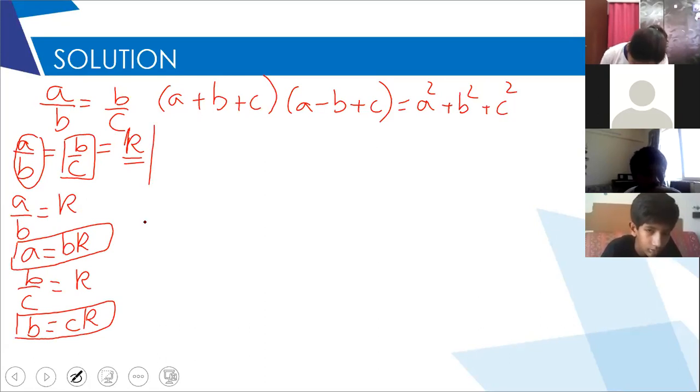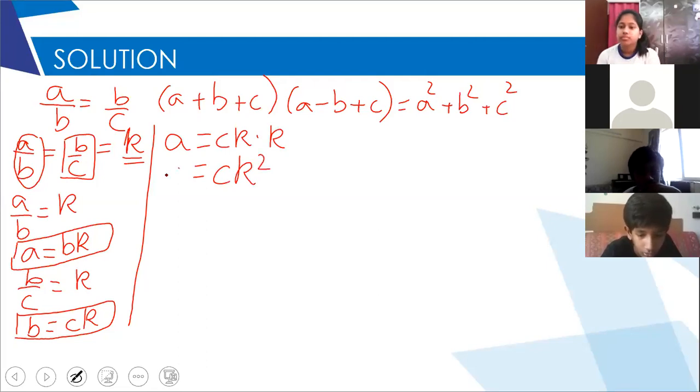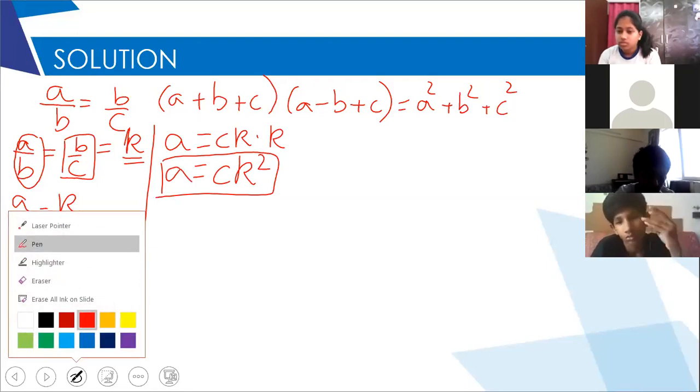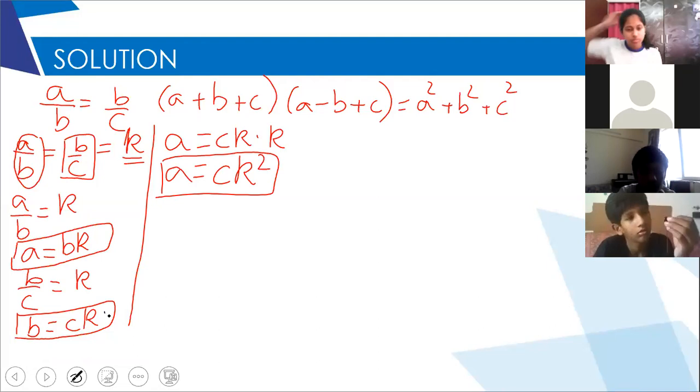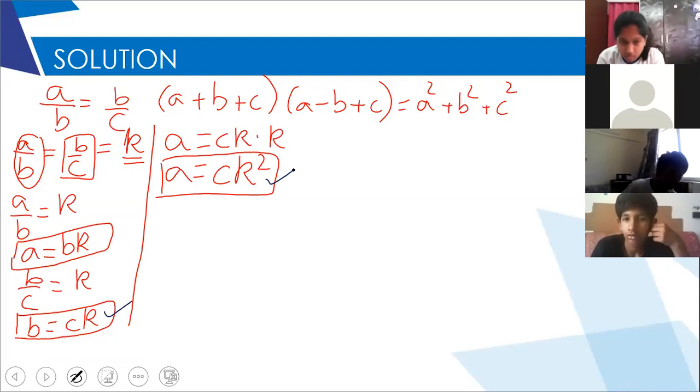Now I will take the first one, A is equal to BK. In place of B, I'm going to write CK. So now I have got A in terms of C multiplied by K square, and B in terms of C. Now just check out these two, which are marked with blue ticks. A is C into K square, B is C into K. So I have removed everything. I have got A in terms of C and K, and B also in terms of C and K.